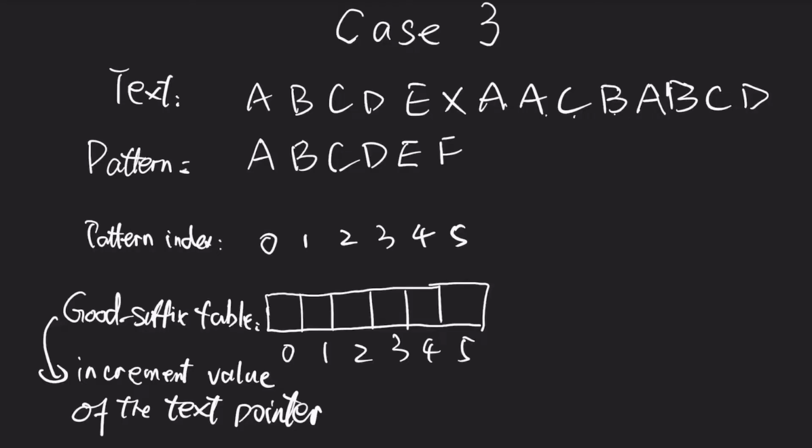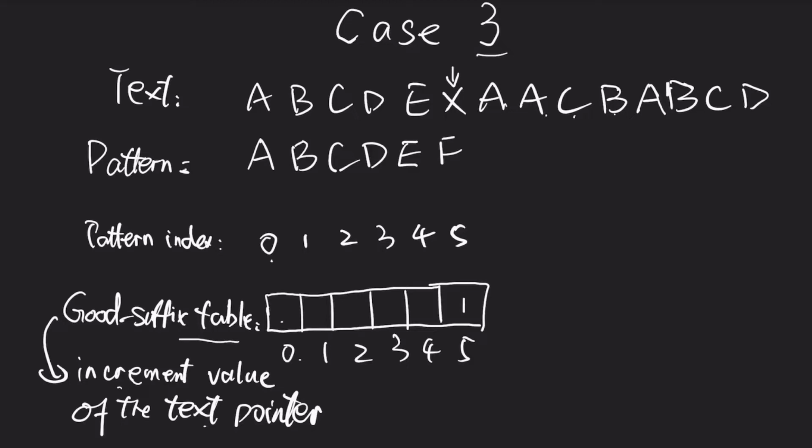Let's see how we make the good-suffix table in case 3 first. We should understand the meaning of the good-suffix table. The index should be the pattern's index, and the value should be the increment value of the text pointer. If the mismatch happened here, there is no suffix, so we can't apply the good-suffix rule. So we just put 1 here.